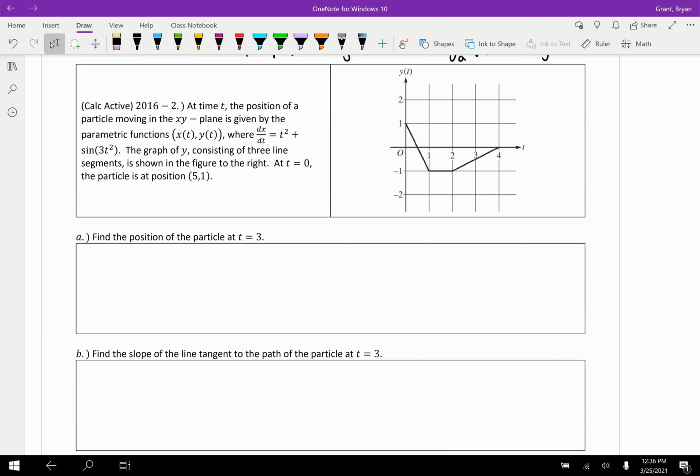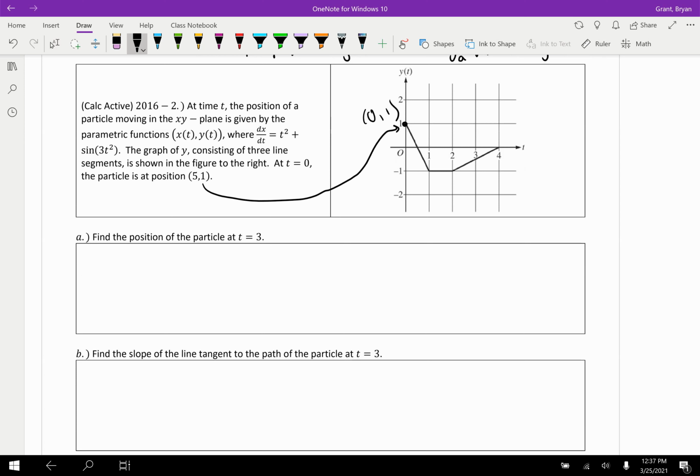This comes from 2016. At a time t, the position of a particle moving in the xy plane is given by the parametric functions x of t comma y of t, where they give us the derivative of x, and they give us the graph of y. At the time t equals 0, the particle is at a position 5, 1. We can actually see that too, right? At a time of 0, we can see that the particle is at a point of 1, that's what it means right there.